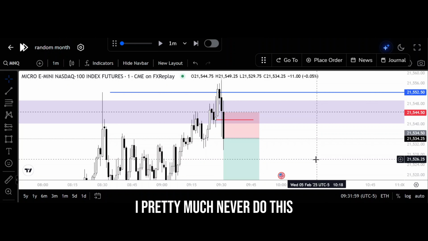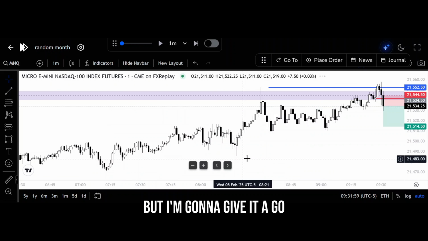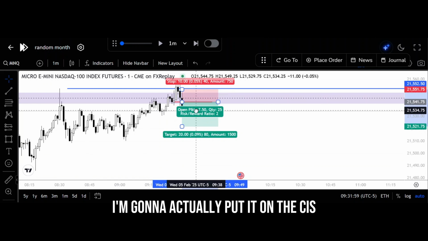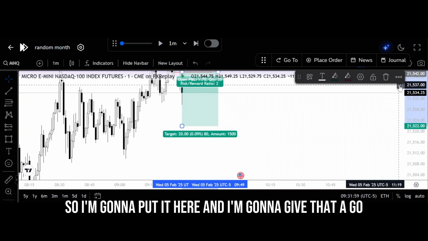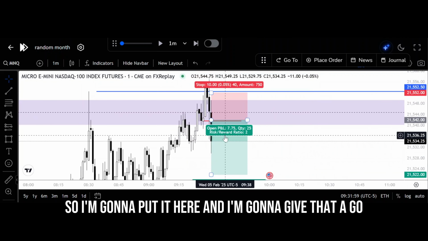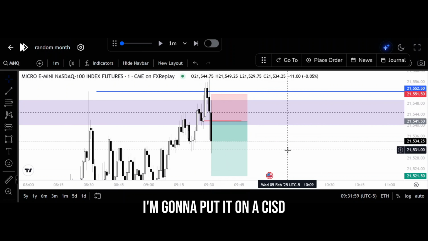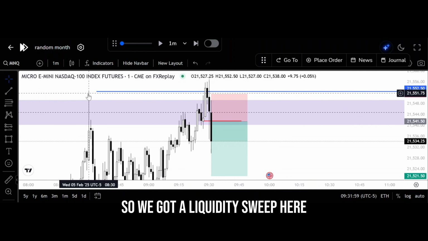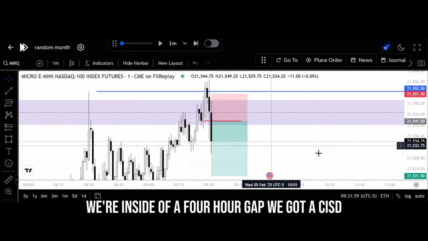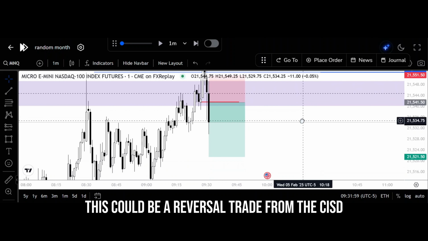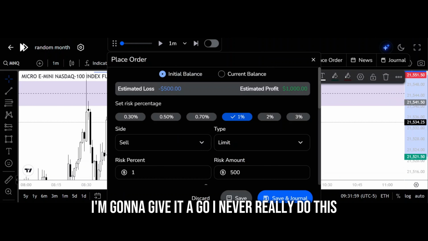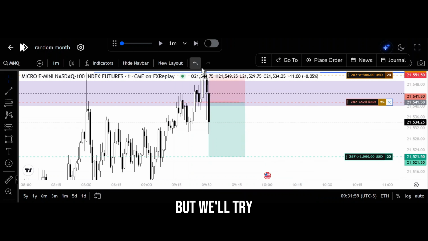I pretty much never do this, but I'm going to give it a go. I'm going to actually put it on the CISD, so I'm going to put it here, and give that a go. I never do this. We got a liquidity sweep here. We're inside a 4-hour gap. We got a CISD. This could be a reversal trade from the CISD. I'm going to give it a go. I never really do this. I'll try.